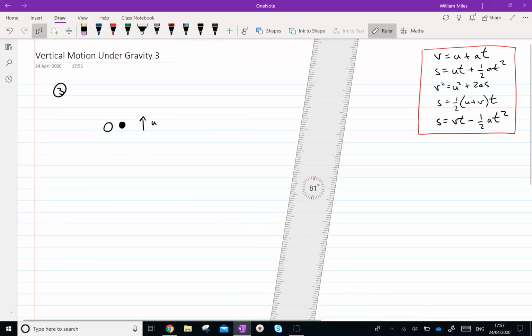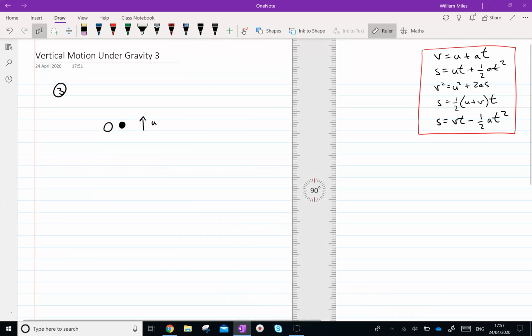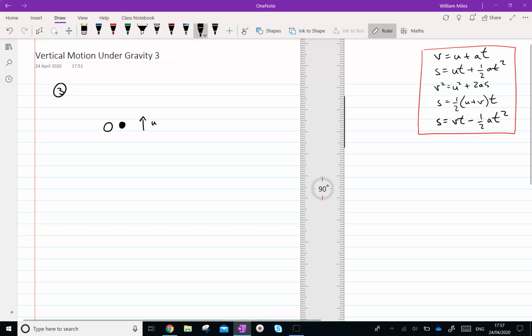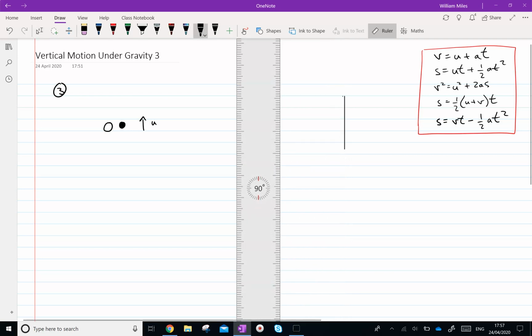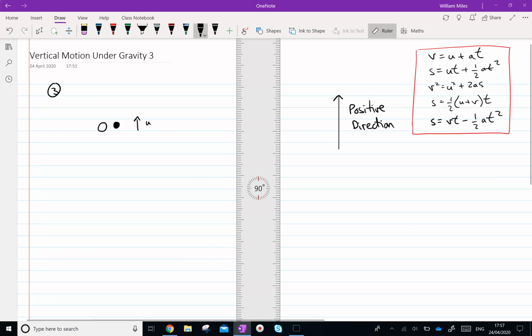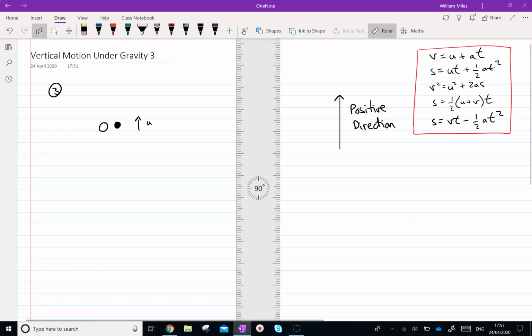and because it's being projected upwards, we'll treat our positive direction as straight up the page. So this will be our positive direction going upwards. A negative in any of this means that it's going in the opposite direction to that, so it'll be going downwards instead. So here's our particle being projected upwards from a point O with speed u meters per second.